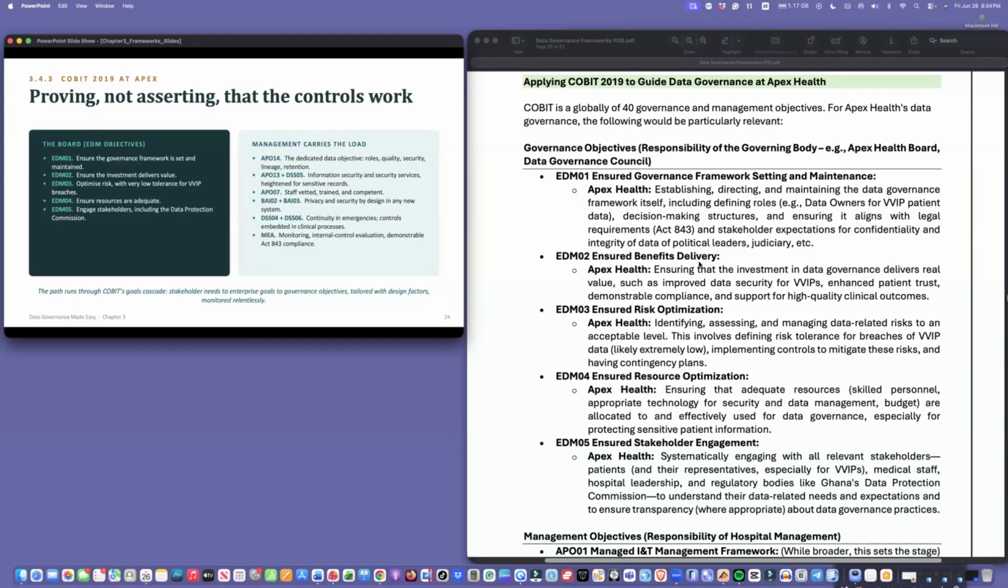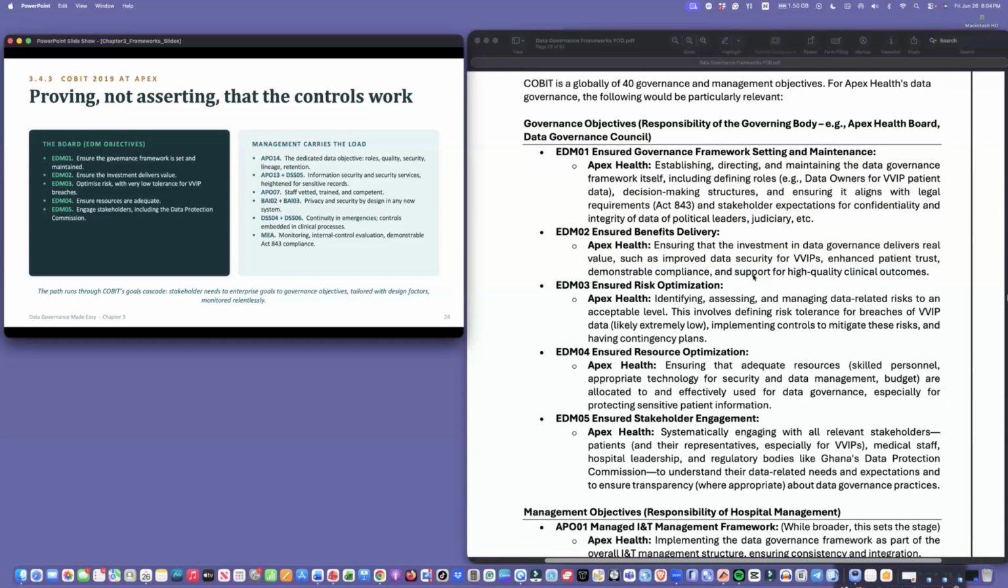They establish the governance framework. They'll make sure it is performance driven. They'll make sure that risk optimization is ensured. They will make sure that it's optimized with resources. Resource optimization is also looked into, and they will look at stakeholder engagement.